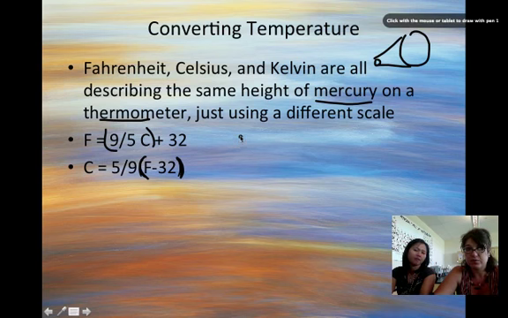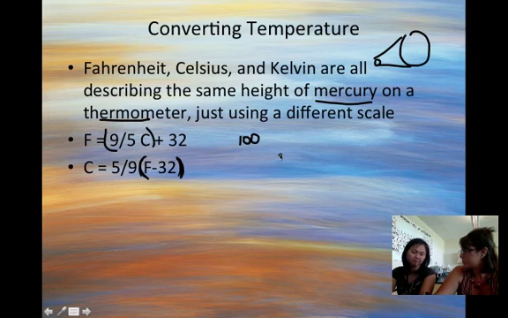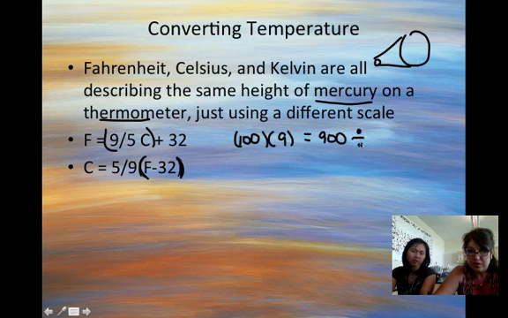Let's do one real quick. Say we have 100 degrees Celsius. We know that should be 212. Now we're going to multiply that by 9/5 like this. We multiply that by 9, so we get 900. Then in your calculator, divide by 5, and whatever that is.